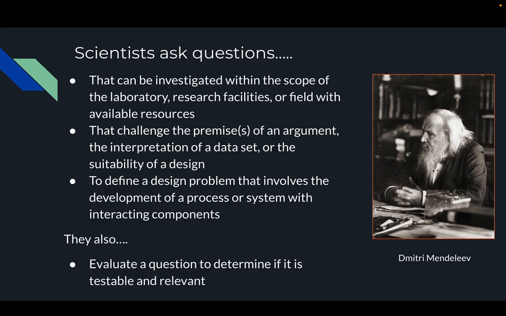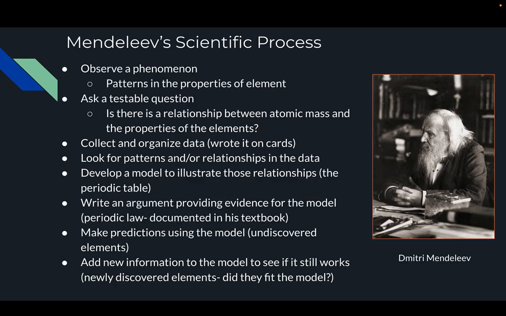I have a picture of Dmitry Mendeleev here because we have learned about the process that he used to come up with what is known today as the periodic law. So Mendeleev's process was the same as I have described here. He observed a phenomenon, which was the patterns in the properties of the elements. He asked a testable question: is there a relationship between the atomic mass and the properties of these elements? He collected and organized the data.